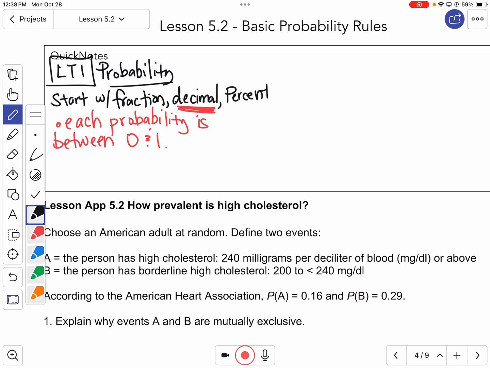If we have multiple probabilities for the same situation, they should add up to 1. Okay, and I think there's a problem in your assignment today where it asks probability falls between what numbers? Okay, and we would say 0 and 1. All right, so that's simple.